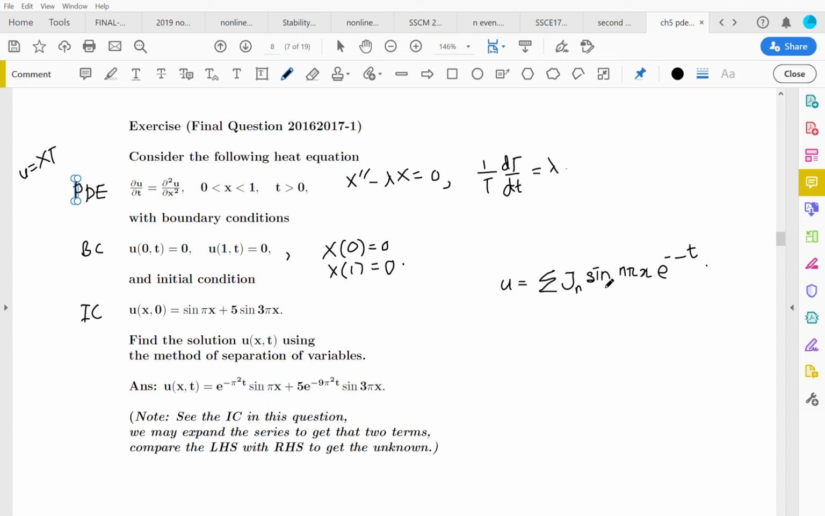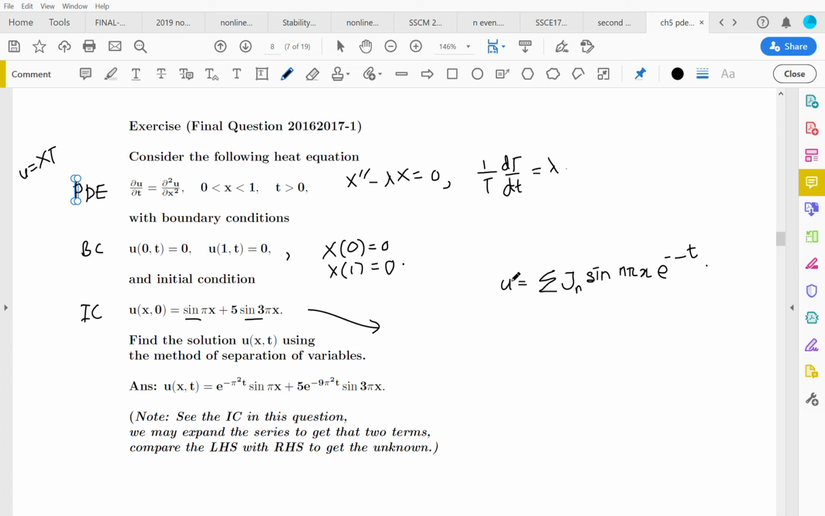Okay, so the initial condition here is given. Note the initial condition in this question. We may expand the series to get those 2 terms. In the previous example, I showed you we used the Fourier series method in finding the unknown Jn. In this case, we have the expanded form of the sine function, so you can do it like this. This condition means t equal to 0, u equal to this.